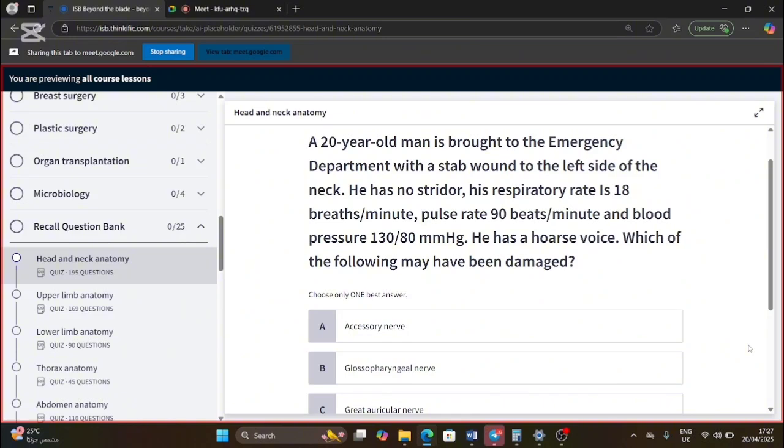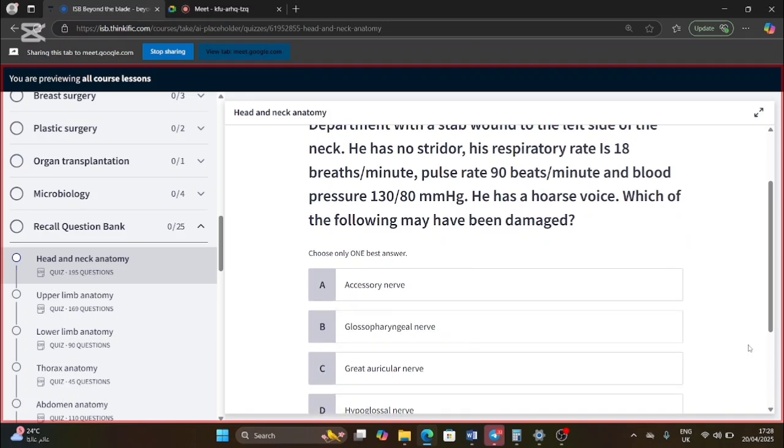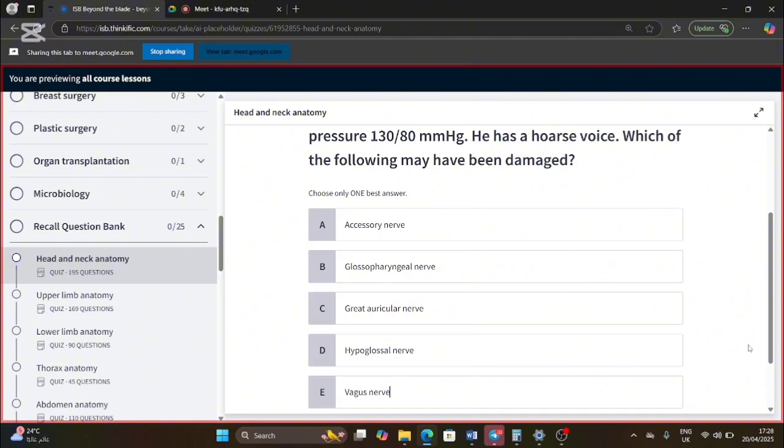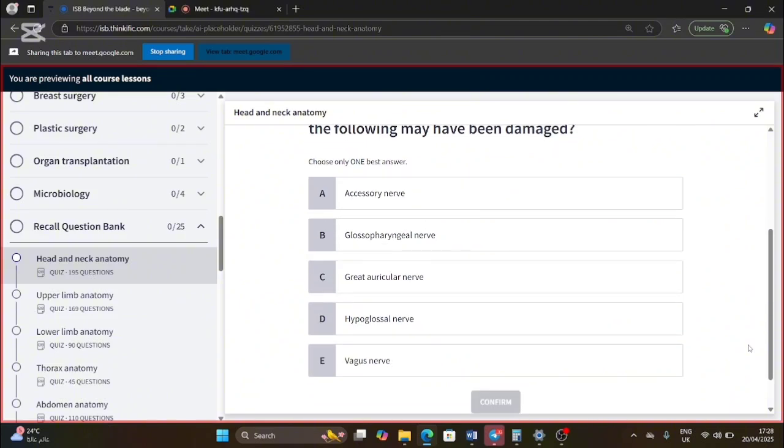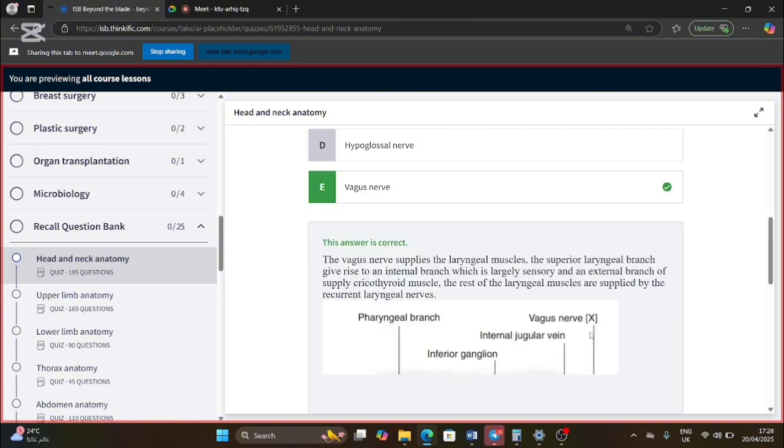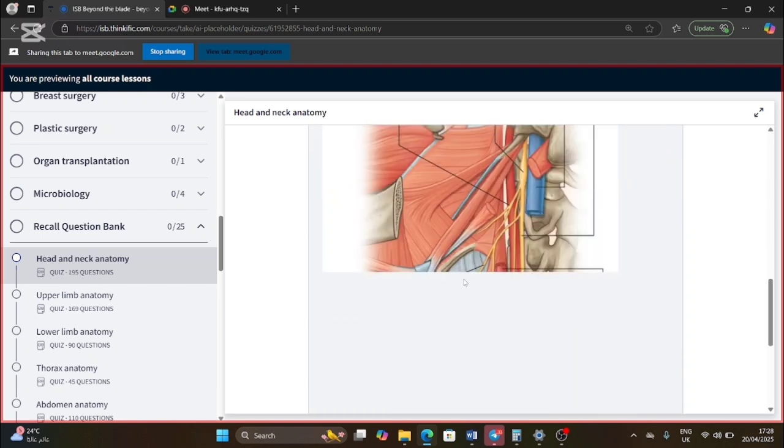A 20-year-old man is brought to the emergency department with a stab wound to the left side of the neck. He has no stridor. His respiratory rate is 18 breaths per minute, pulse rate 90, and blood pressure 130 over 80. He has hoarseness of voice, and which of the following may have been damaged? Vagus nerve. Option E. Yes, the vagus nerve, because it is giving the superior laryngeal.